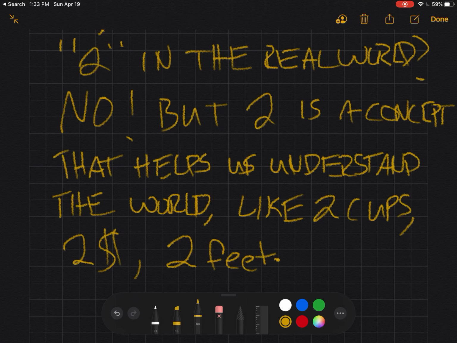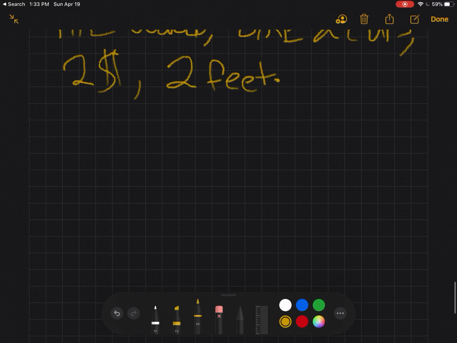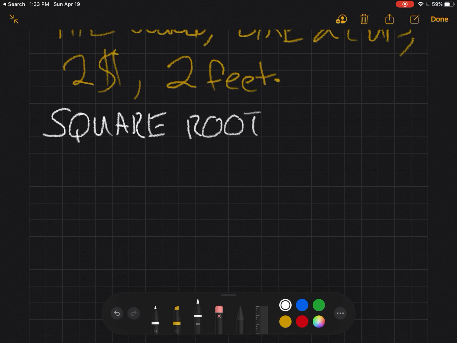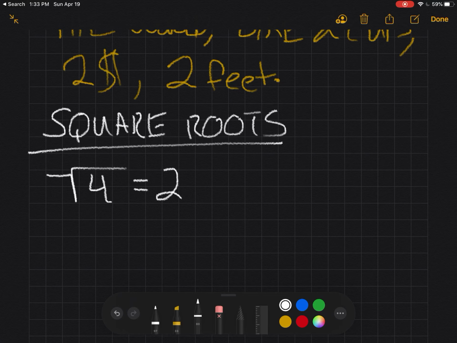Like 2 cups, $2, 2 feet, right? Those are things that the number 2 helps us understand. And i is very, very similar, right? You can't point to i of something, but as a concept, it's going to help us. So let's take a look at the problem that i is going to help us with.